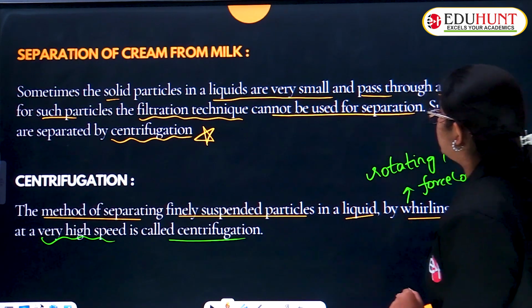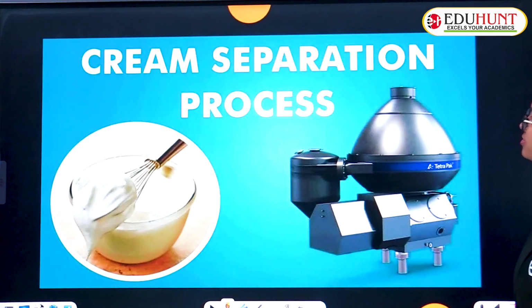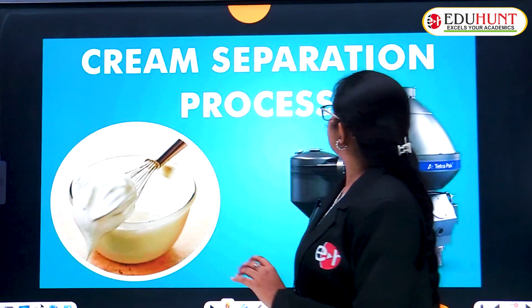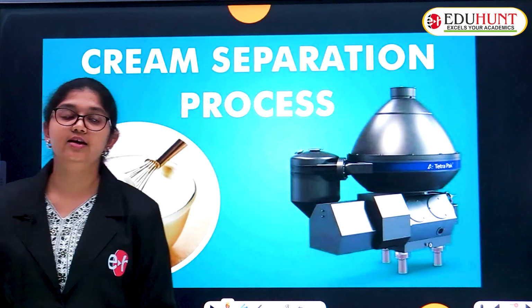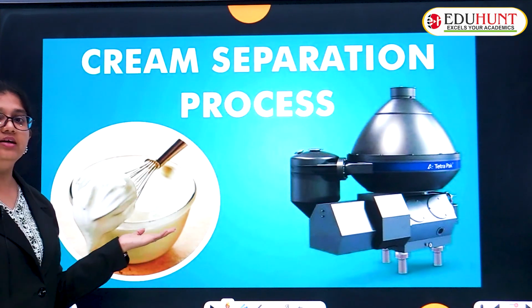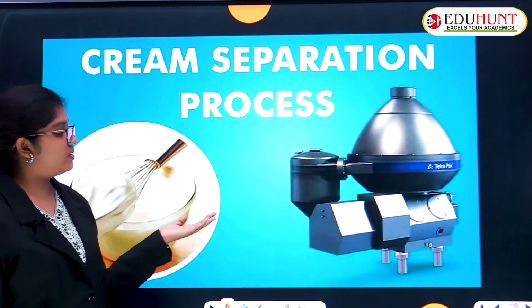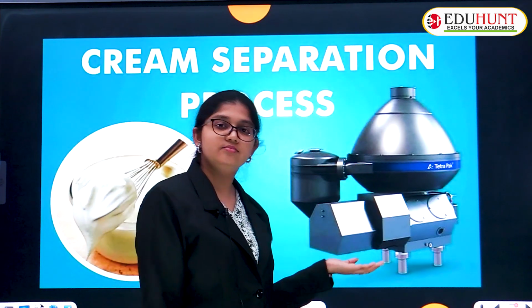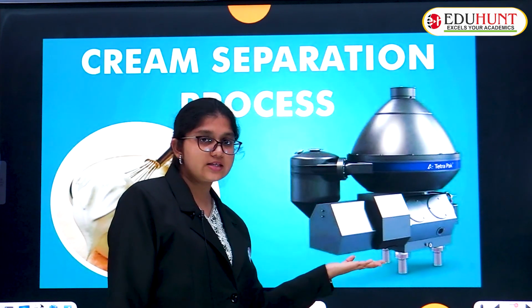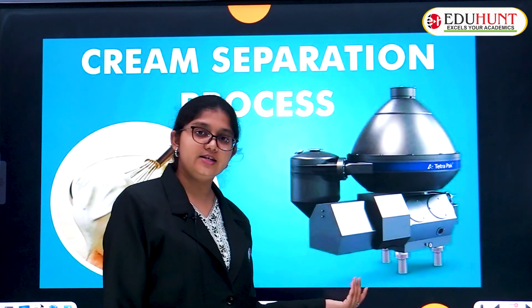I will show you the picture. This is the cream separation process. This is the cream that is to be separated from the milk. And this machine is used for separating. What is that? The centrifugation technique.